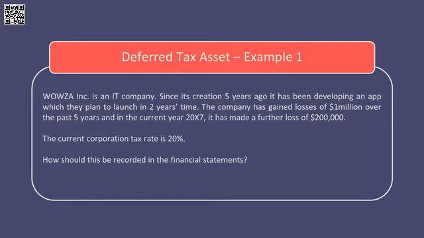Wowza Incorporated is an IT company. Since its creation 5 years ago, it has been developing an app which they plan to launch in 2 years' time. The company has gained losses of $1 million over the past 5 years, and in the current year 20x7 it has made a further loss of $200,000. The current corporation tax rate is 20%. How should this be recorded in the financial statements? Okay, so pause the video and attempt the question.